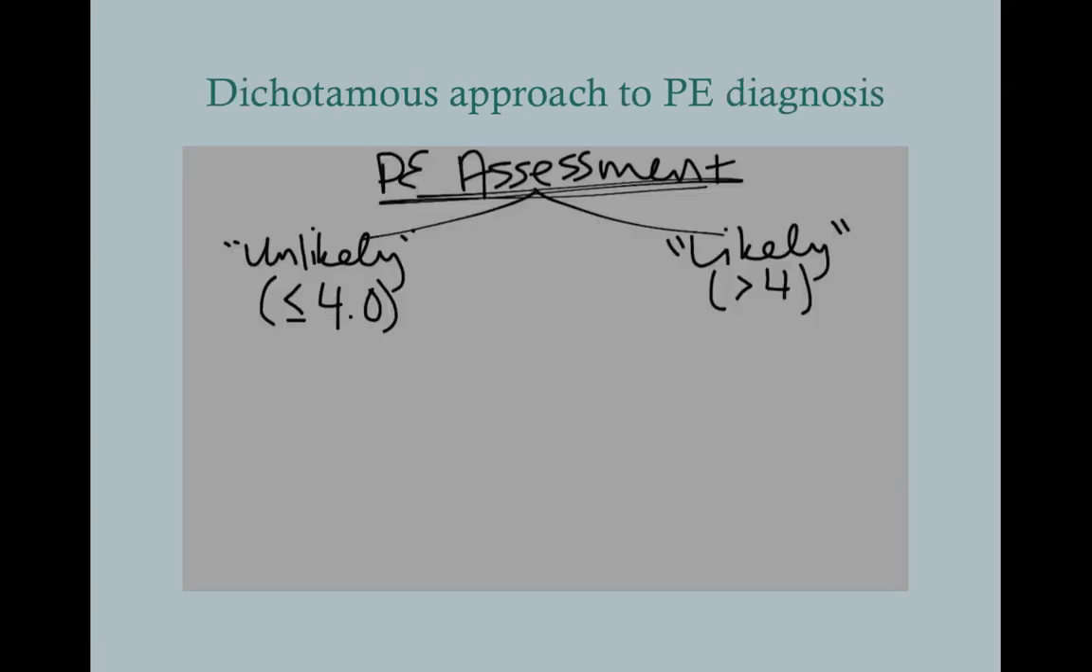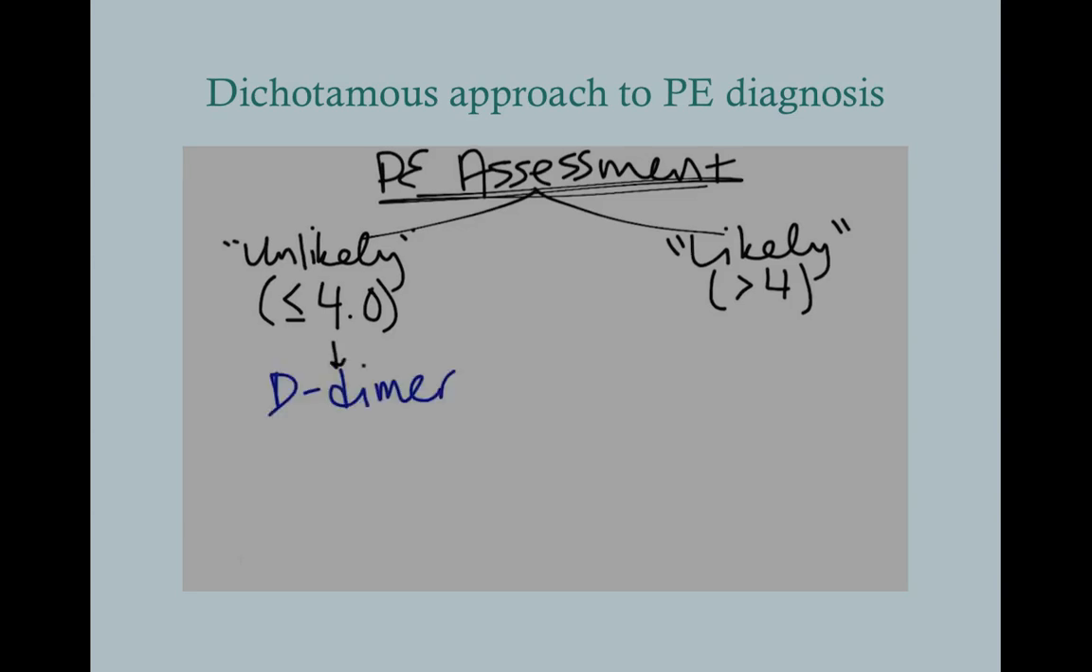Okay, so let's look at this so-called dichotomous approach. It's dichotomous because you are either unlikely or you're likely. If you're less than or equal to 4 points, you're considered unlikely for pulmonary embolism, and you're considered likely if you're greater than 4 points. Now, if you're thinking it may be a pulmonary embolism, but they happen to fall in the unlikely category, then your next step, rather than going ahead and doing a spiral CT, is to get a D-dimer.